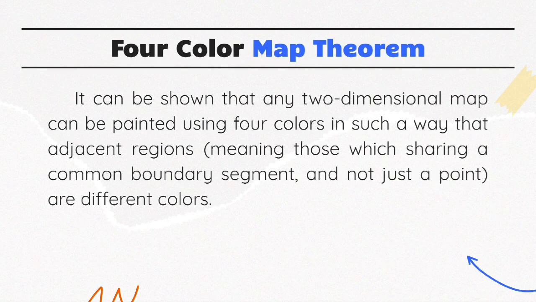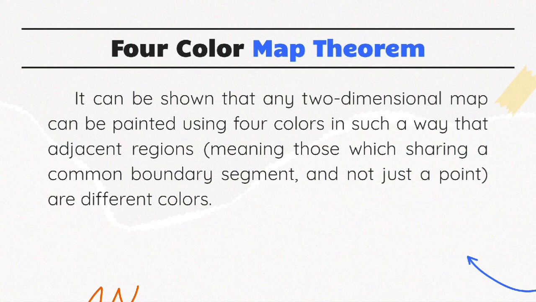So we have here the four-color map theorem. It can be shown that any two-dimensional map can be painted using four colors in such a way that adjacent regions, meaning those which share a common boundary segment and not just a point, are different colors.